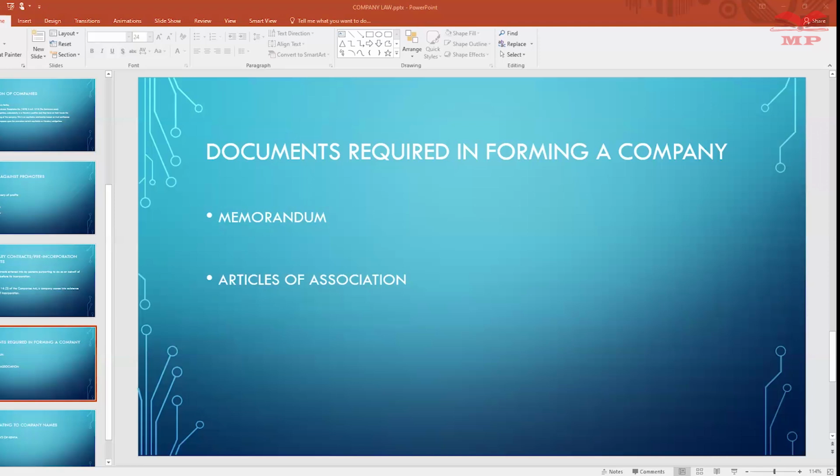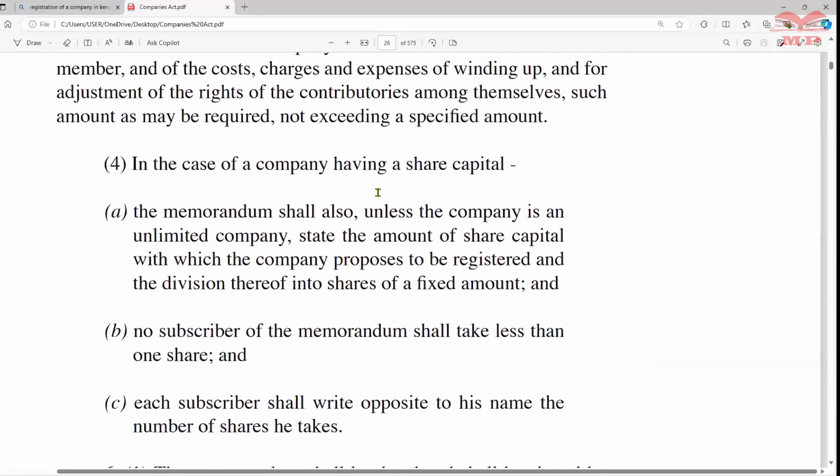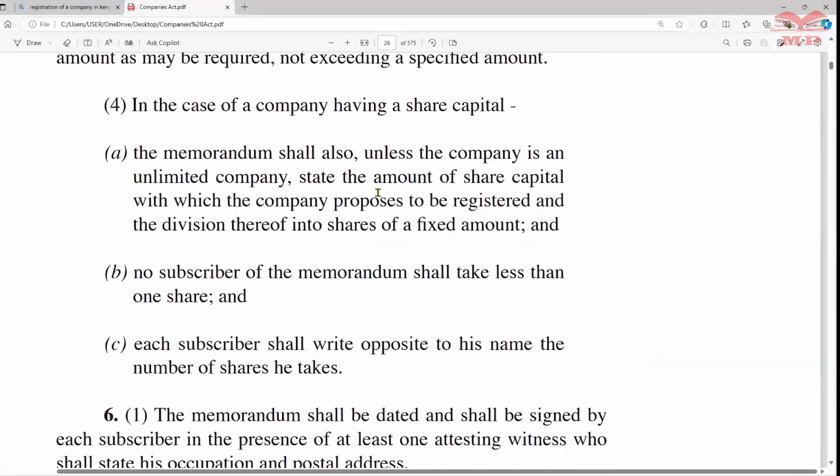So for a public company, the initial step must be taken by promoters. You, as the promoter, prepare a document called the Memorandum of Association, in which at least 7 individuals subscribe their names as prescribed in Section 4 of the Companies Act. Section 4 provides that in the case of a company having a share capital, the memorandum shall also, unless the company is an unlimited company, state the amount of share capital with which the company proposes to be registered and the division thereof into shares of a fixed amount. And it also provides that no subscriber of the memorandum shall take less than 1 share.